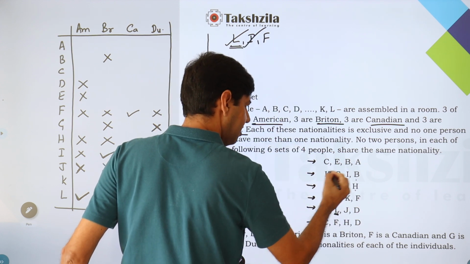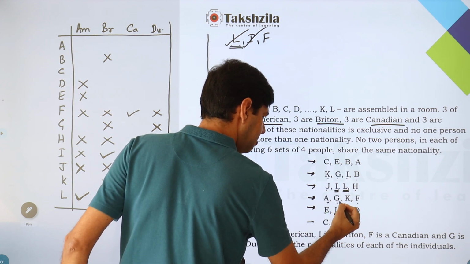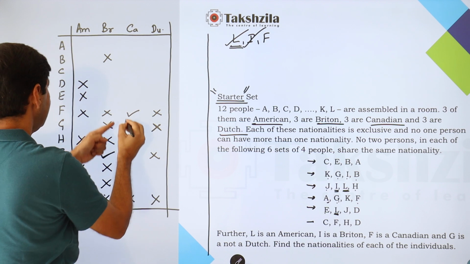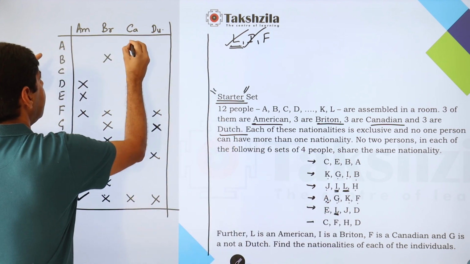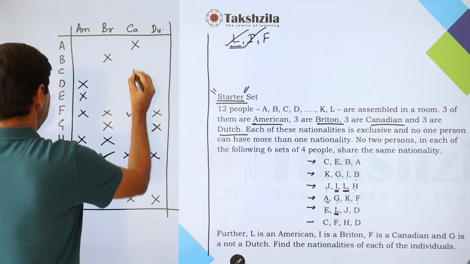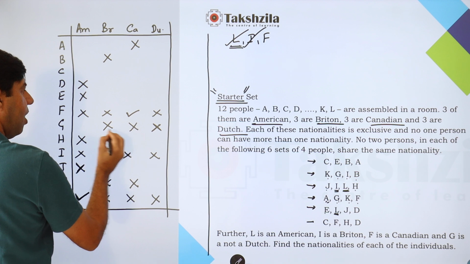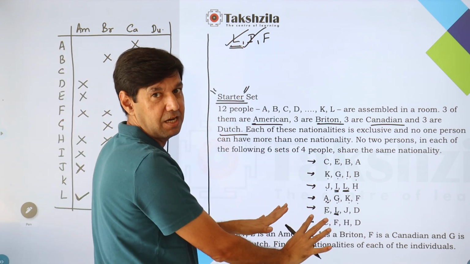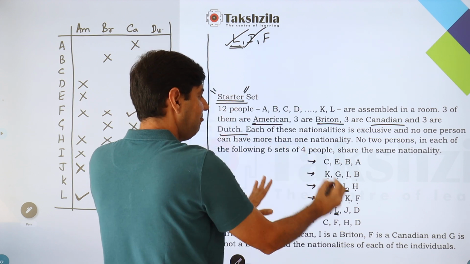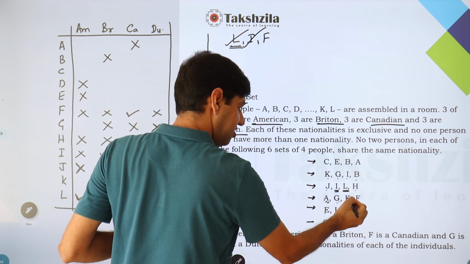F. Let's see, where is an F? A, G, K. So F is a Canadian, so A, G and K cannot be Canadians. You see three crosses now. Hang on, but let's finish a particular flow of thought. So if I have a flow of thought, let me finish that with an F. I took this F: A, G, K.